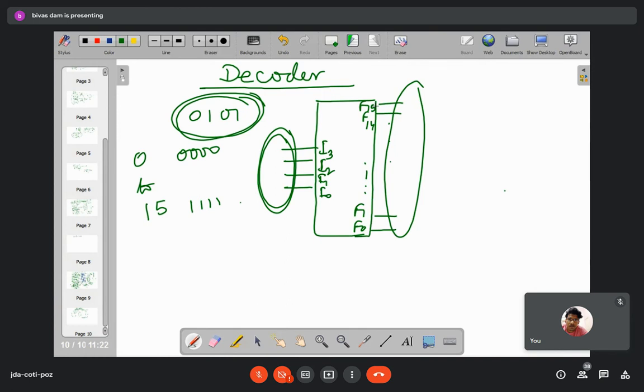Now, what do we mean by active? When one output is active, there will be two types of concepts. One is the active high concept, the other is the active low concept. By default, we can consider active high. That means if I say that one output line is active, that output line is 1, and the other inactive lines are producing logic 0 output. That is the default concept, the active high output concept.